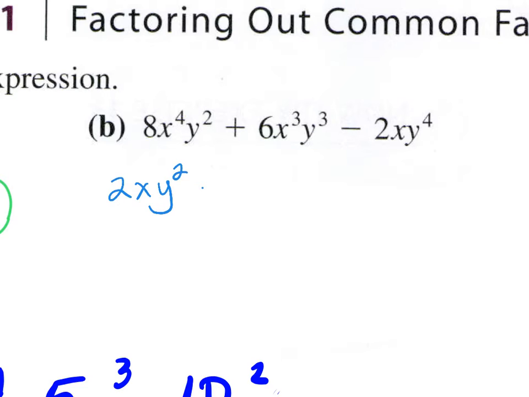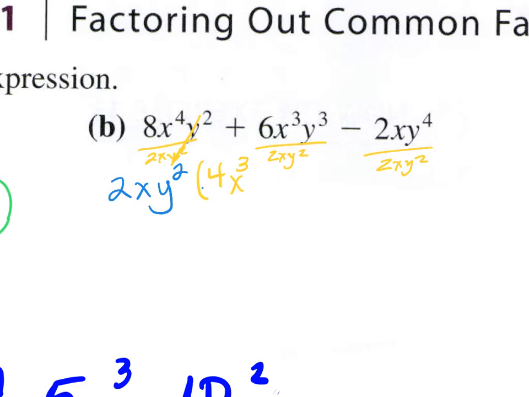When you guys are looking at variables, whichever variable is the lowest, that's the number that you can take out of all of them. So now I'm going to divide everything by 2xy squared. So 8 divided by 2 gives me 4. X to the 4th divided by x to the 1st gives me x cubed. Y squareds cancel out. Questions?